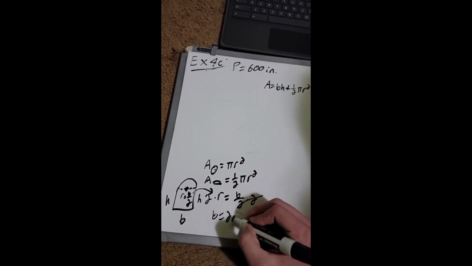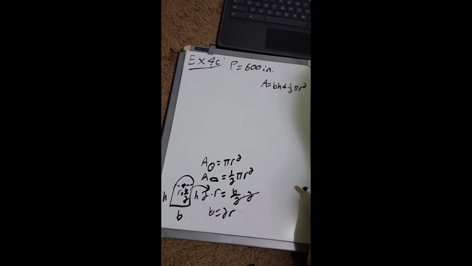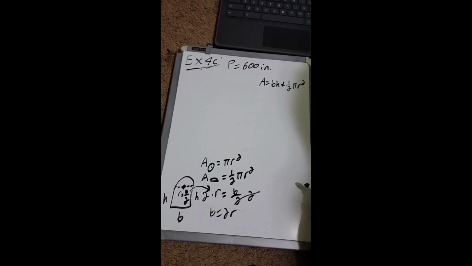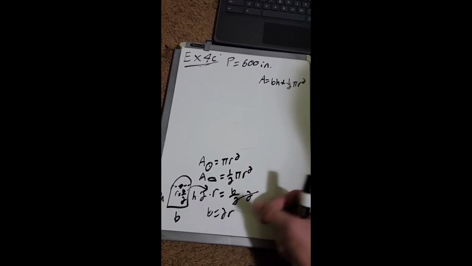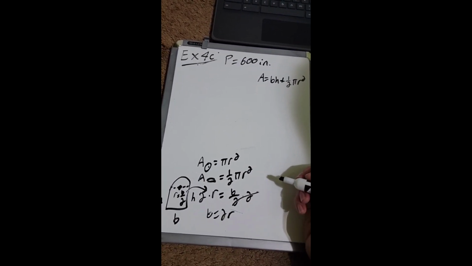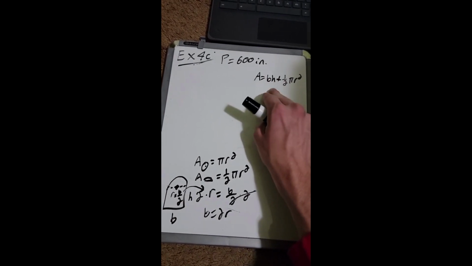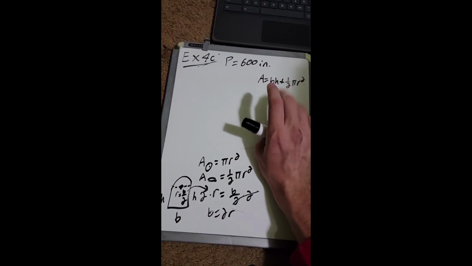B equals 2r. Right? All right. So we have our b. That wasn't too bad. But now we're going to need our h. And that one's a little harder.